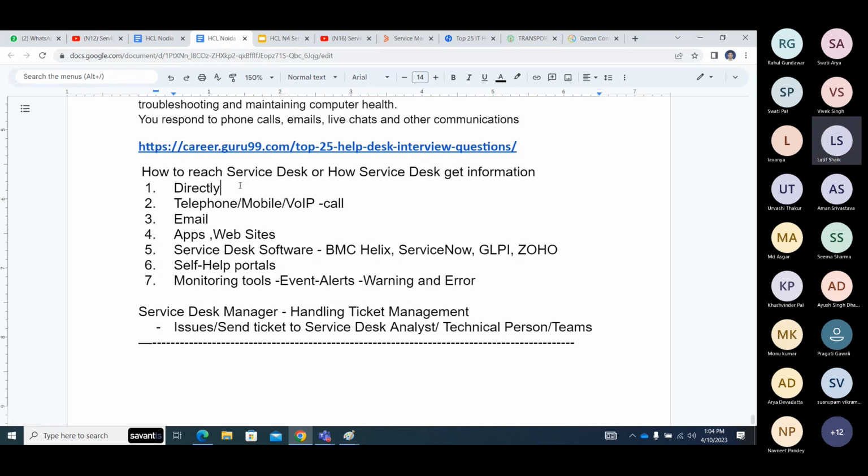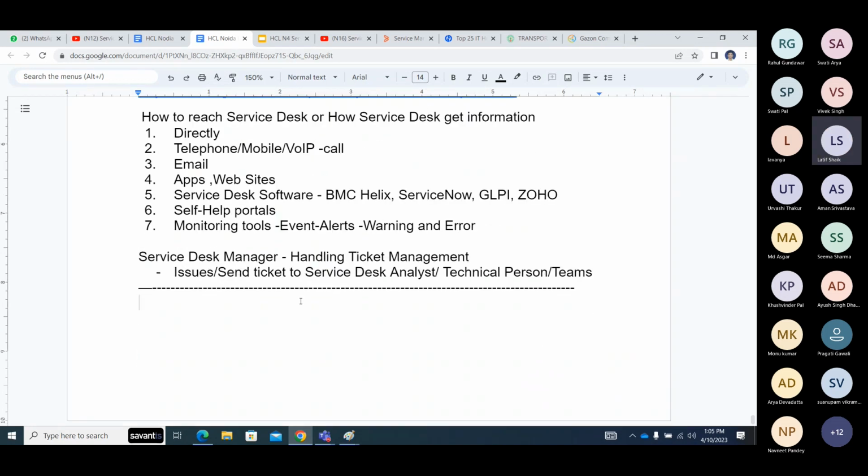But how does it reach the service desk? There is a service desk manager. The service desk manager can be software, like service desk software, or maybe a person who handles these tickets. He issues the ticket or sends it to the service desk analyst or some technical person or technical teams, like the desktop supporting team, network supporting team, system administrators team. For those teams also he will assign. Either the service desk manager person or the service desk software automatically assigns the service desk analyst based on the issue.